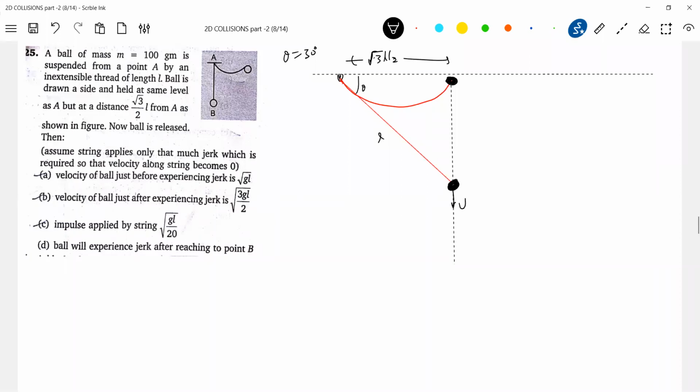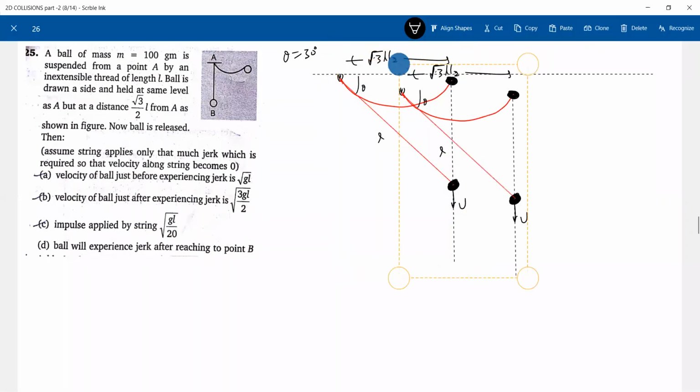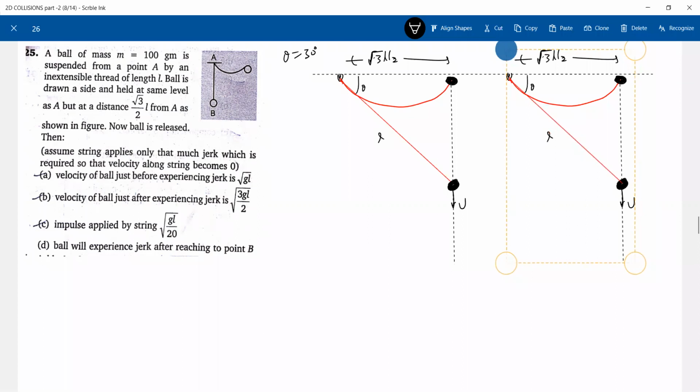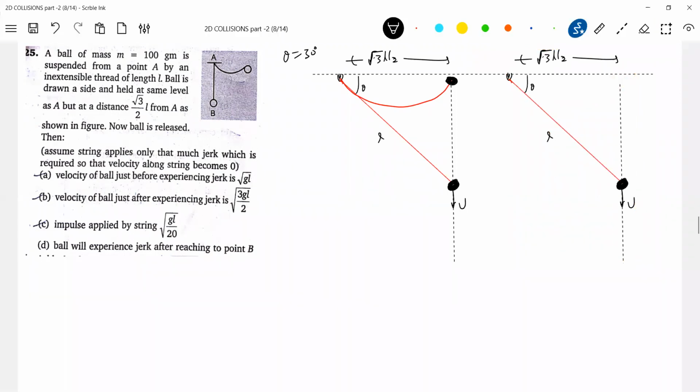After the jerk, just after the jerk, what can happen to the ball? This is just before the jerk. So I'll resolve the velocity of the bob perpendicular to the string and parallel to the string. This should be u perpendicular and this should be u parallel. Now when the jerk is produced, an impulse is set up.